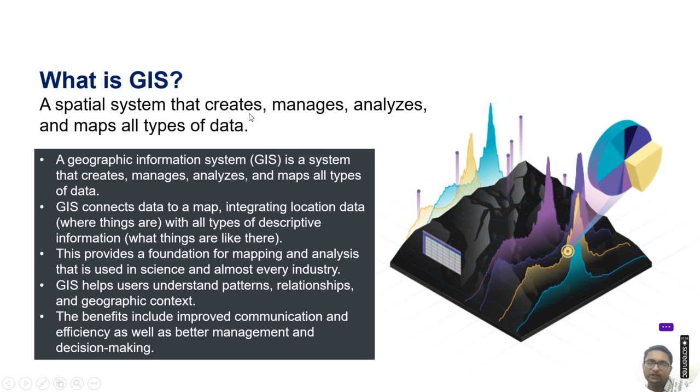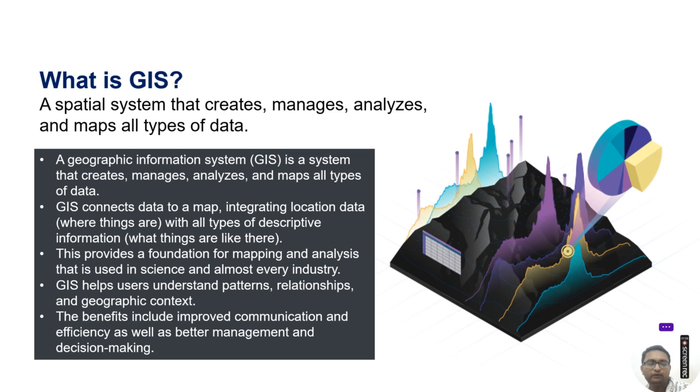In a nutshell, GIS is a spatial system that creates, manages, analyzes, and maps all types of geospatial data. Our main aim here is to prepare maps: how to visualize geospatial information using maps, and how to prepare those maps in such a way that they can be helpful in decision making purposes.